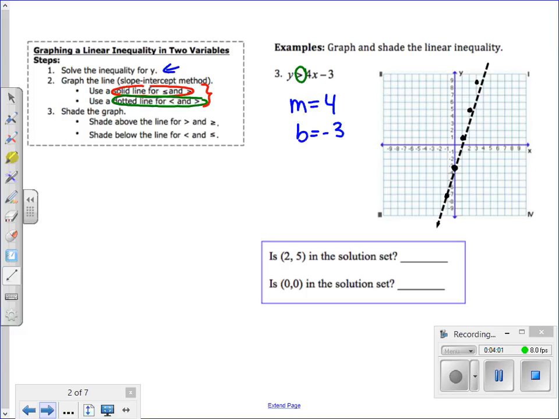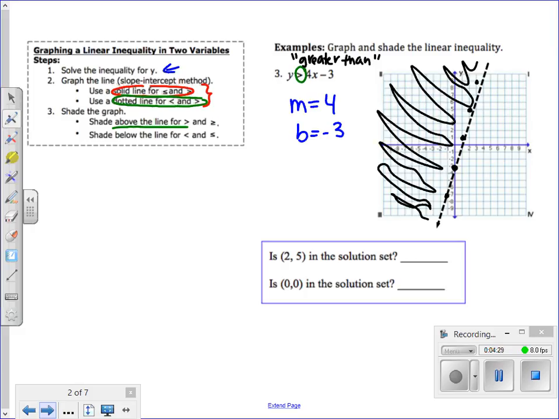Now I need to shade. Every inequality is going to have a shaded region. For the greater than symbols, I'm going to shade above. For the less than symbols, I'm going to shade below. Well, what I have here is y > 4x - 3. So I need to shade above. Above this line is over here. So I'm going to end up shading that way. I don't have to color it in really carefully. I'm just going to scribble there that represents my shaded region.